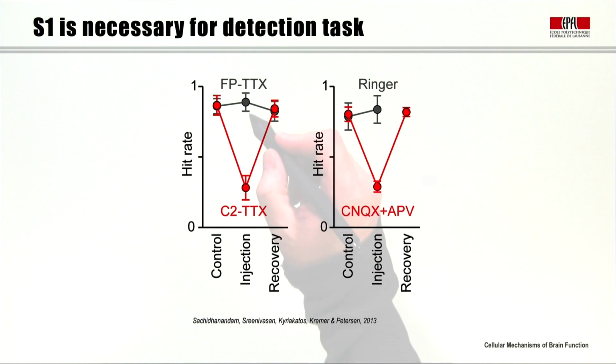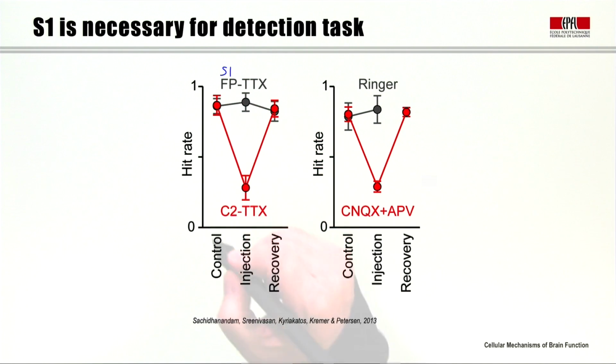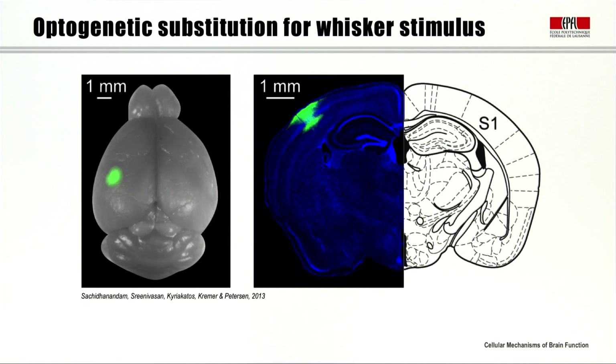Or we can inject tetrodotoxin into another brain area, into the primary somatosensory forepaw representation, about a millimeter or so away from the C2 barrel column, and that also doesn't cause a deficit. So there's some degree of specificity to these pharmacological inactivations, and it seems that action potential firing and glutamatergic synaptic transmission are necessary in order to perform the detection task.